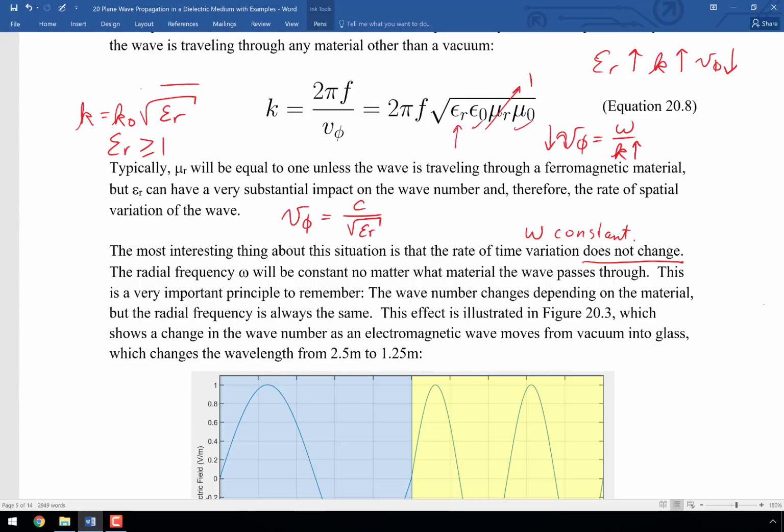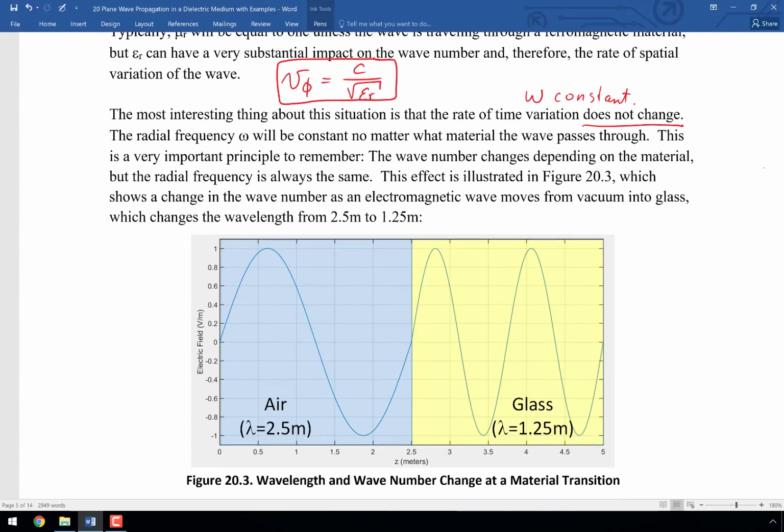So we have this equation here that shows how k changes, and we have this equation here that shows how the velocity changes. Notice then I can show you a picture that I generated in MATLAB. If you have a wave here that has a wavelength of 2.5 meters, it starts out at 0 here, and then 2.5 meters later it's completed one cycle, and then at 2.5 meters the material changes, so the material is now glass instead of air.